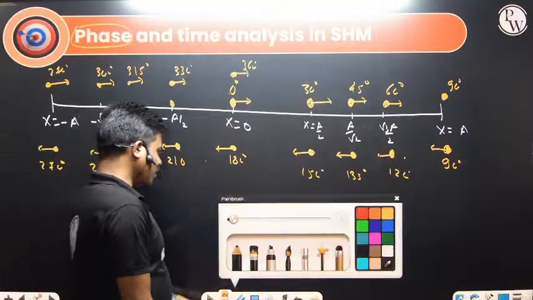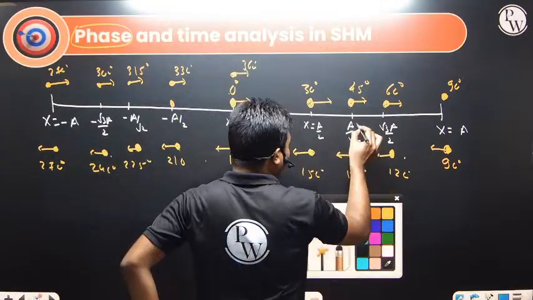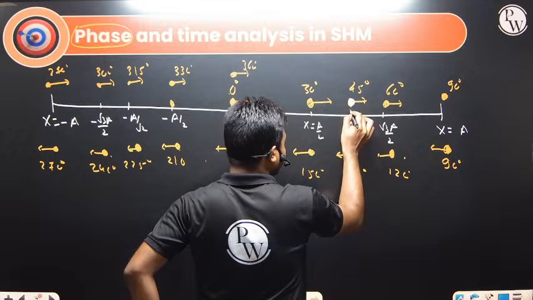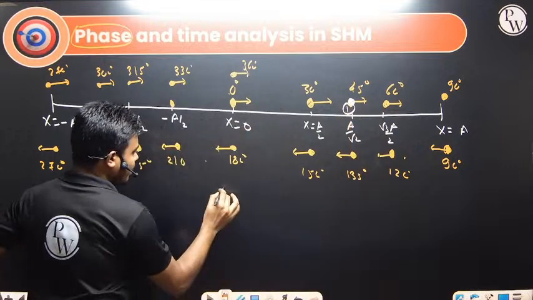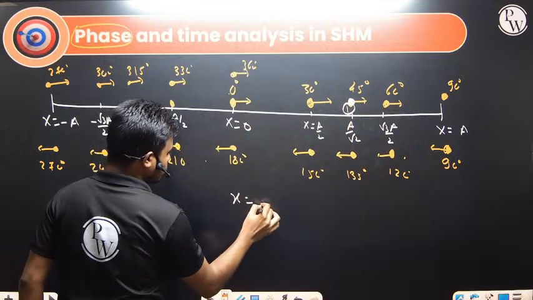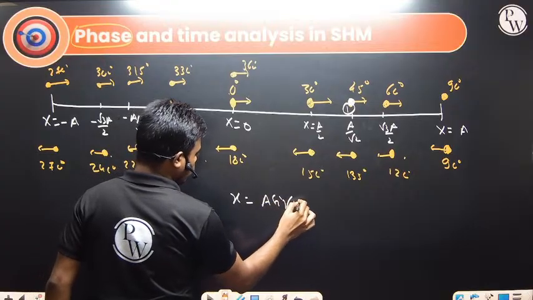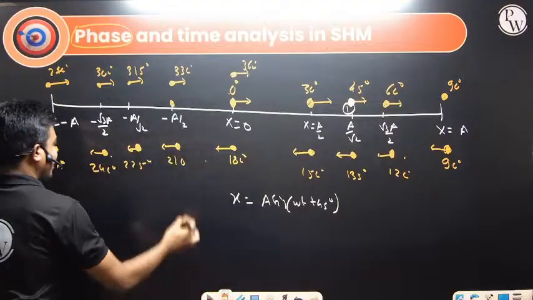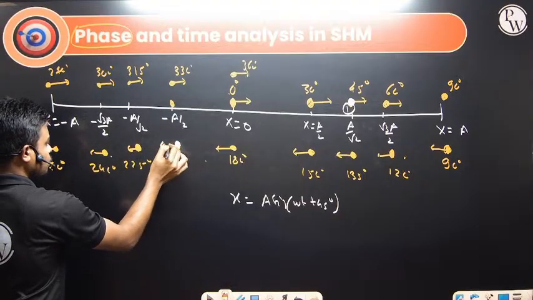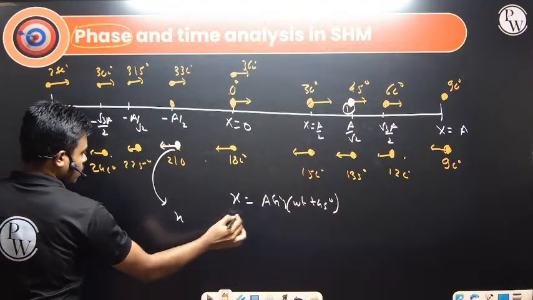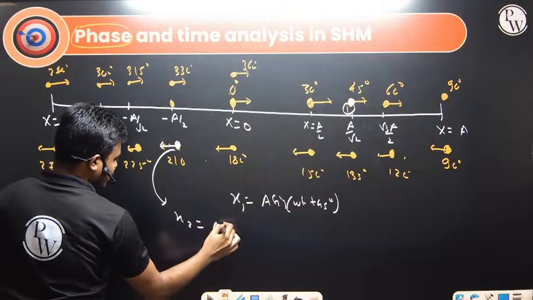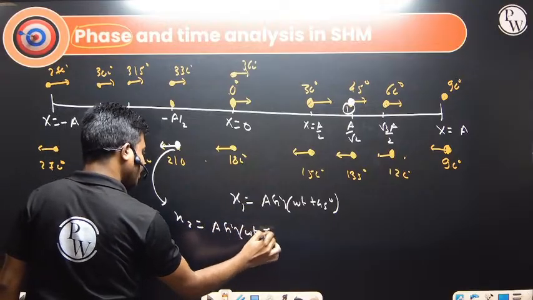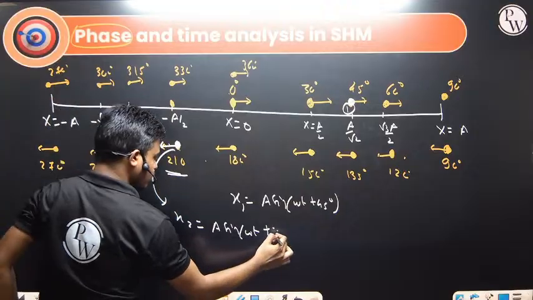And suppose one particle is over here, at this particular point. So for particle 1, I will be writing this: x is given by A sine omega t plus 45, going towards the right side. And the second particle is over here. The equation of this will be written like this: x2 is equal to A sine omega t plus how much angle do we have here? 210. This will be 210.